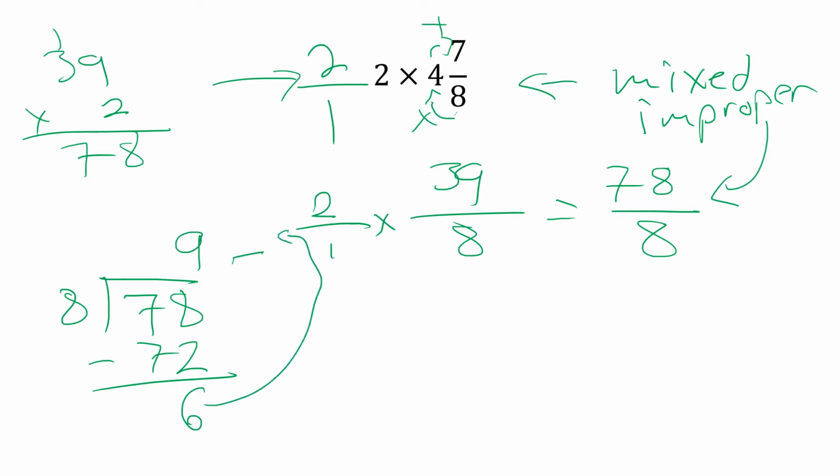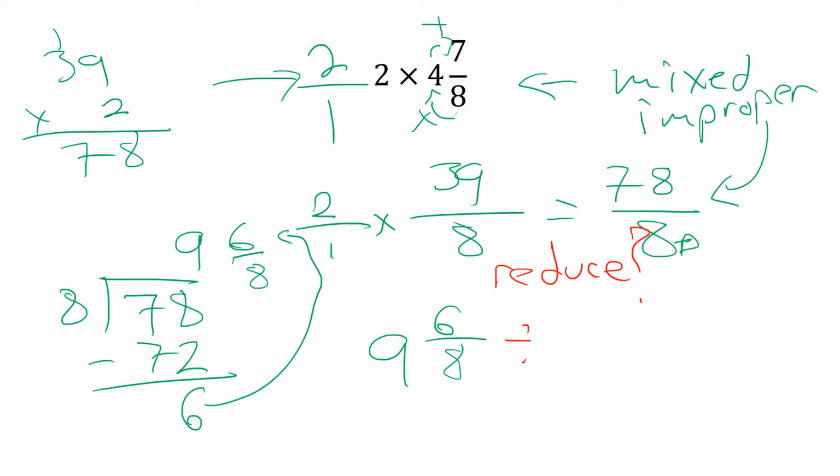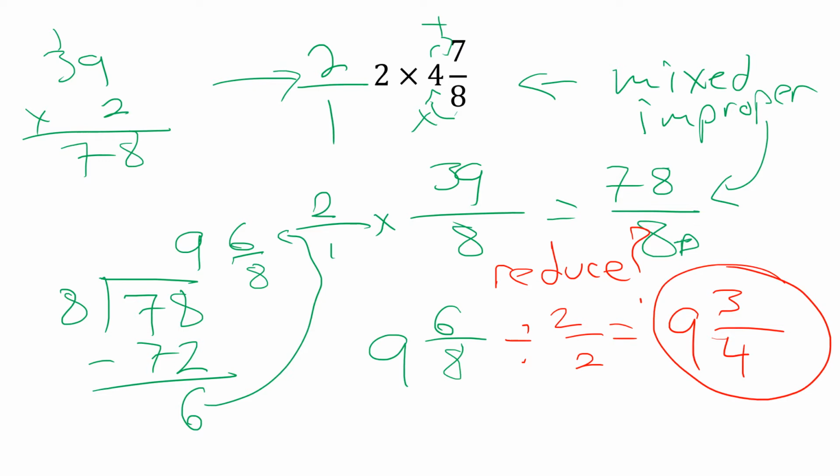And then remember how we build our answer. The remainder becomes our numerator. We started with a denominator of 8, so we end with a denominator of 8. So we have 9 and 6/8. So that's part 1 of finishing our answer. Part 2: can we reduce 6/8? Yes, if we divide 6/8 by 2, because those are both even numbers. We should get 9 and 6 divided by 2 is 3, and 8 divided by 2 is 4. So 9 and 3/4.